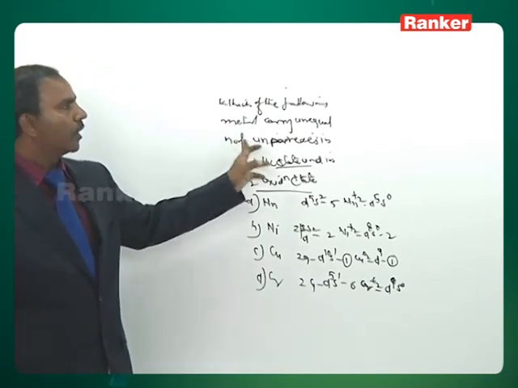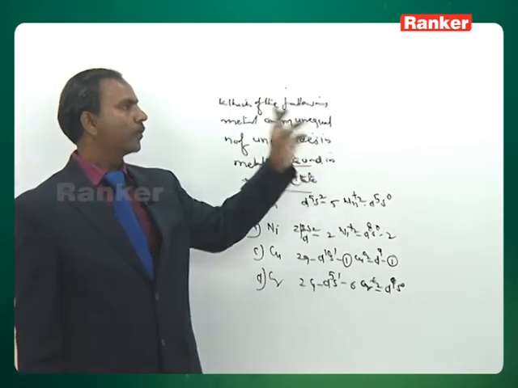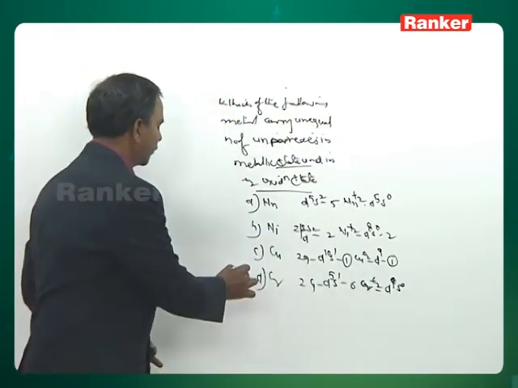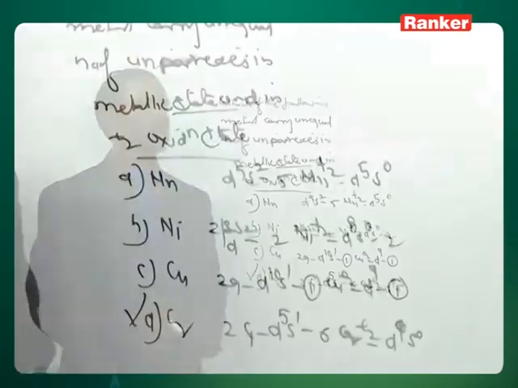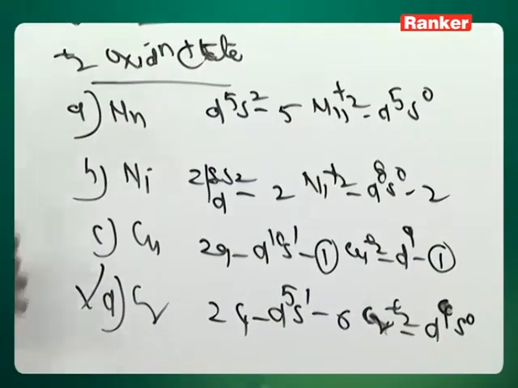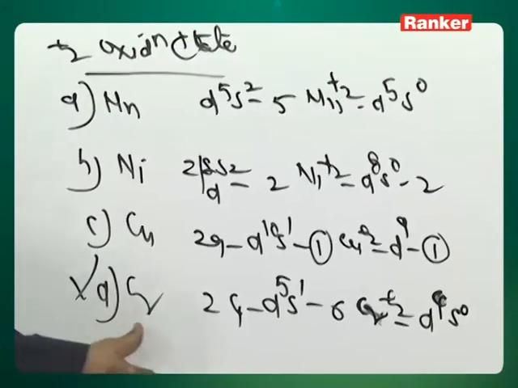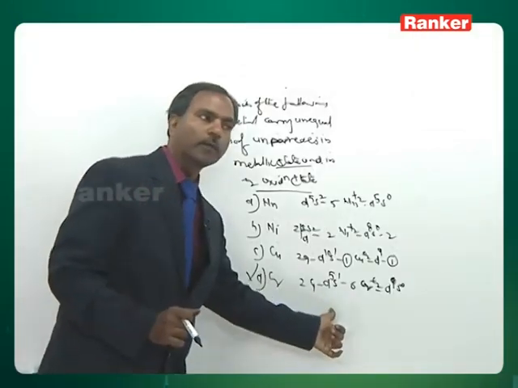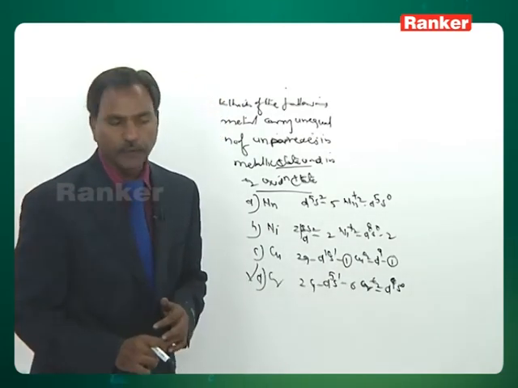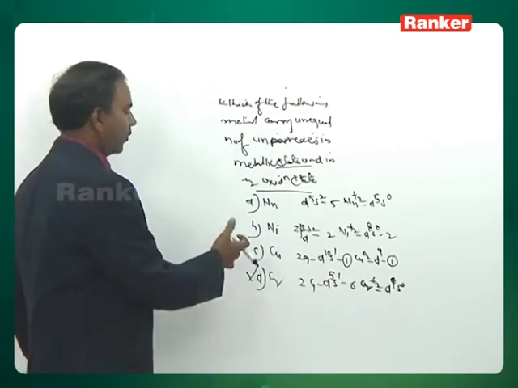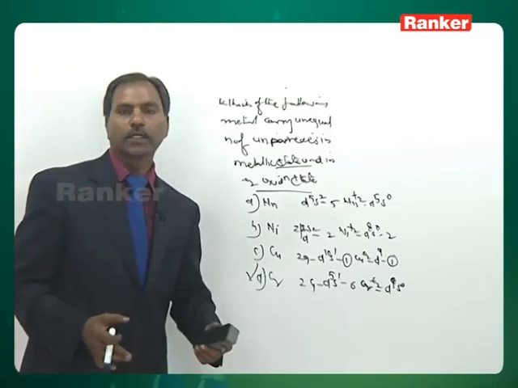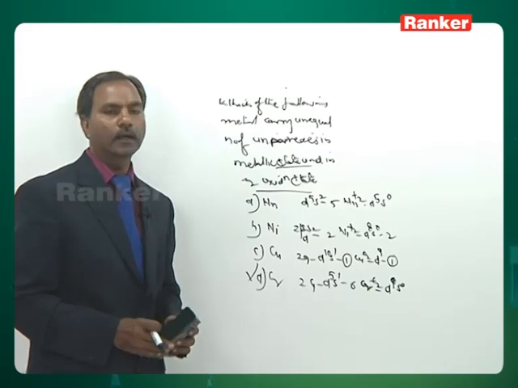The metal carrying an unequal number of unpaired electrons in the metallic state and in the +2 oxidation state is option D, the answer. So this question is a little typical, but we have to think and answer. Among all these, chromium carries an unequal number of unpaired electrons in the metallic state and in the +2 oxidation state. This type of question appears in different entrance exams, including some from recent entrance exams.